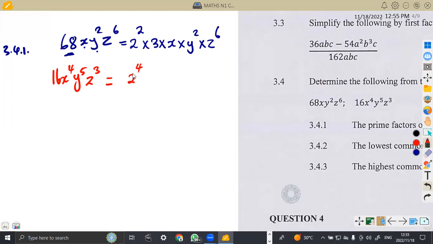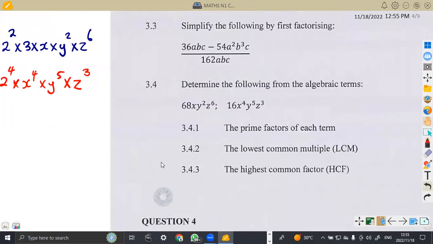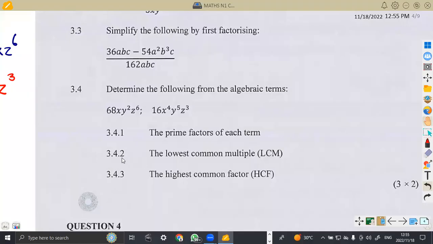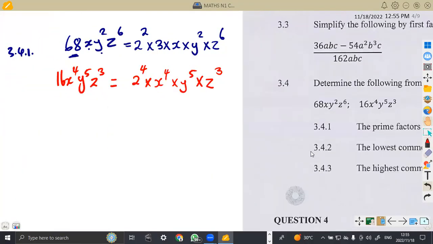So it's 2 to the exponent of 4 times x to the exponent of 4 times y to the exponent of 5 times z to the exponent of 3. So that was the 3.41. We have written this as prime factors. Okay, then 3.42, the lowest common multiple, which is the LCM. Then what is the LCM?